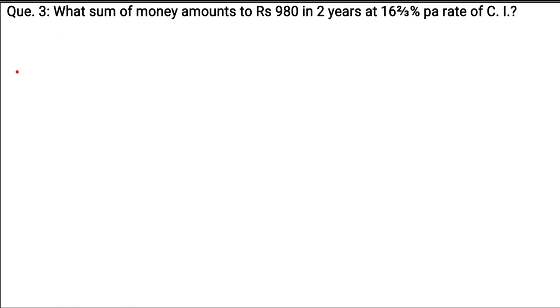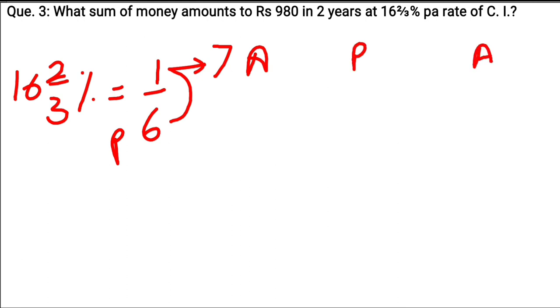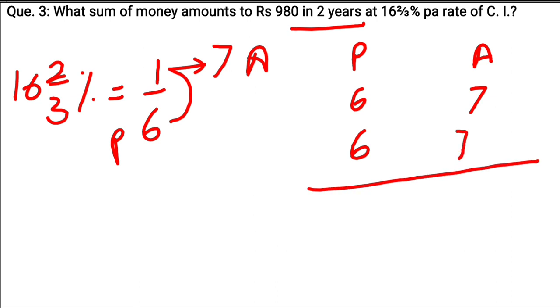Okay, so the rate is 16 2/3%, and its fraction value is 1/6. So 6 rupees you deposit, this is the principal, and after adding this interest you receive 7 rupees, and this is the amount. It means principal, amount. If you deposit 6 rupees, you receive 7 rupees. Okay, but the time is 2 years, so we have to repeat this for the next year as well, and this is the story after 2 years.